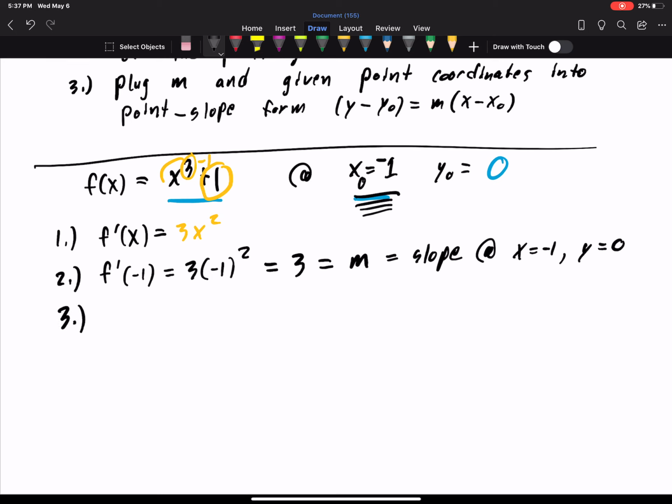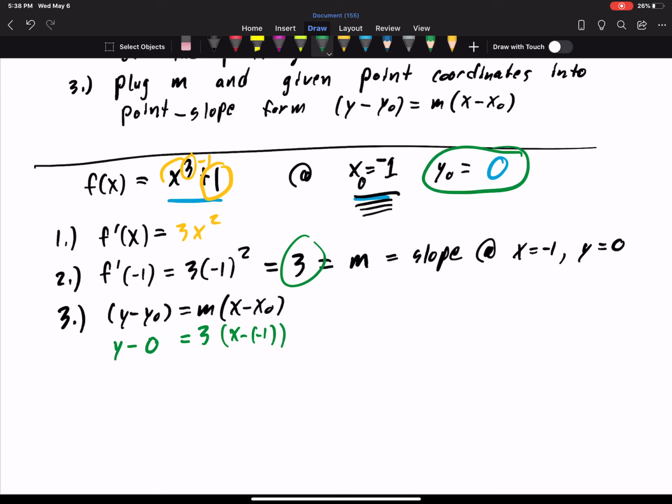Third step is just plug everything into point slope form. So we have y minus y0 is equal to m times x minus x0 on the right-hand side. Now just plug in all the information that we have. Our x0 is minus 1, so we have x minus minus 1 here. And then our m was equal to 3. Then on the left-hand side, we have y minus y0, and our y0 was 0.